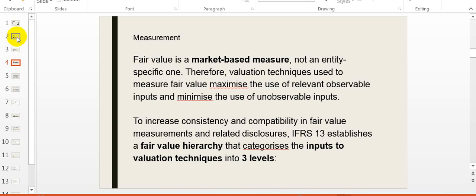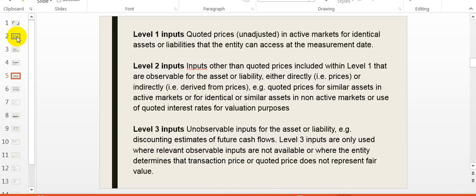So, to increase consistency, the fair value establishes a fair value hierarchy, which is divided into 3 categories. So the first one is level 1 inputs, which are quoted prices. These are quoted prices in an active market for identical assets or liabilities. An active market is a market in which similar assets are traded on a regular basis.